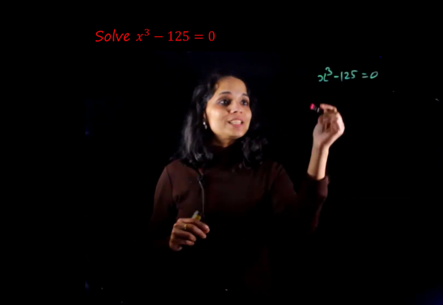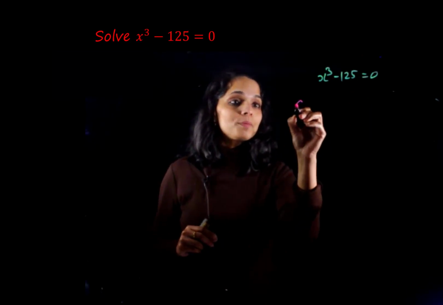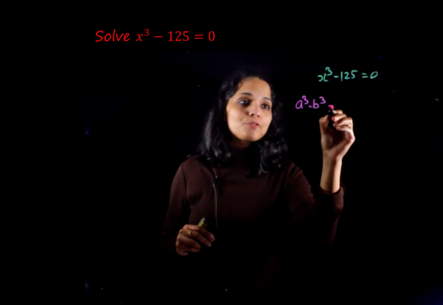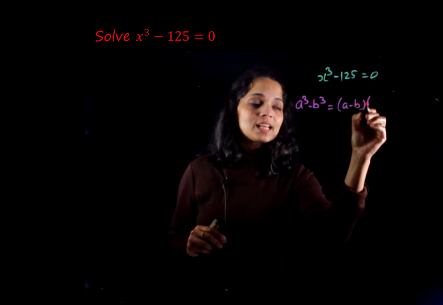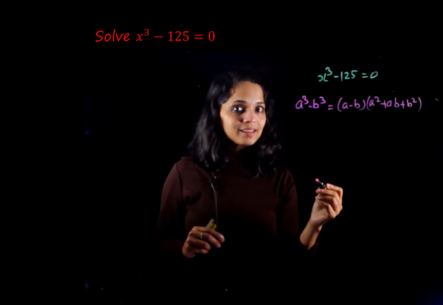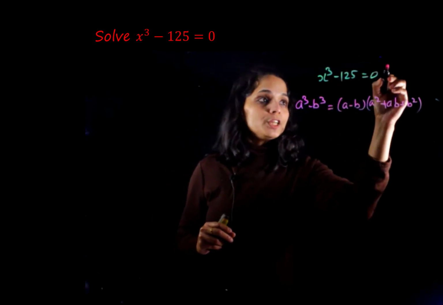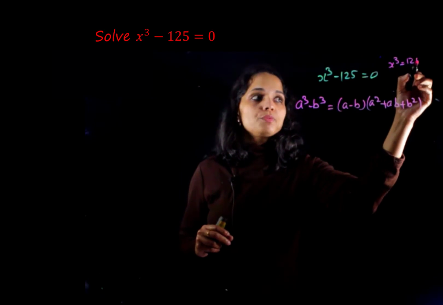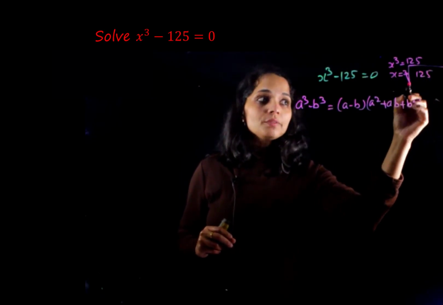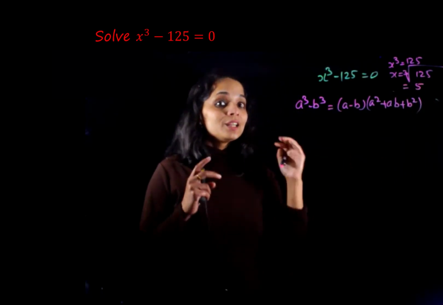Now let's solve this equation, x cubed minus 125 equals 0. This is of the form a cubed minus b cubed equals 0. a cubed minus b cubed can be factorized as (a minus b) times (a squared plus ab plus b squared). Again, even here, don't use algebraic manipulation by saying x cubed equals 125 and then x is the cube root of 125. In that case, you get only one solution, but you are expecting two more solutions.